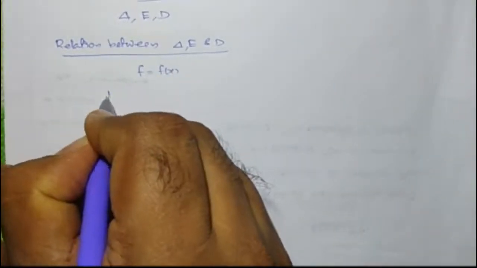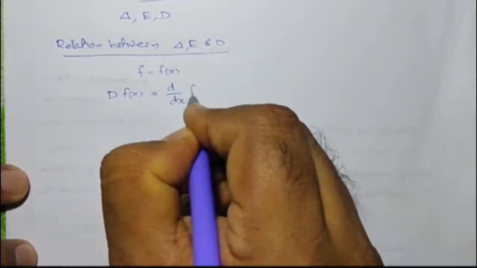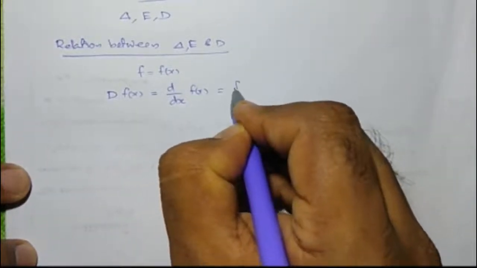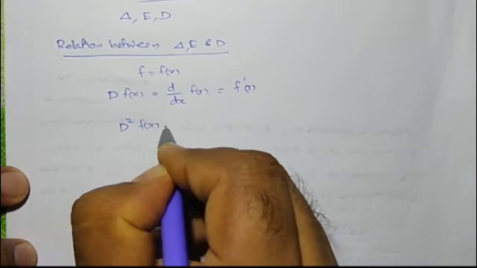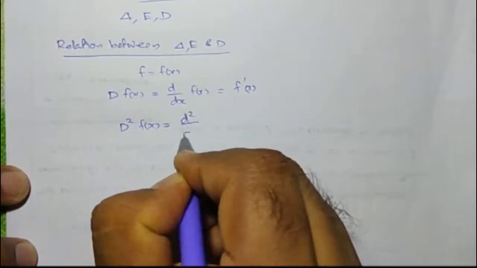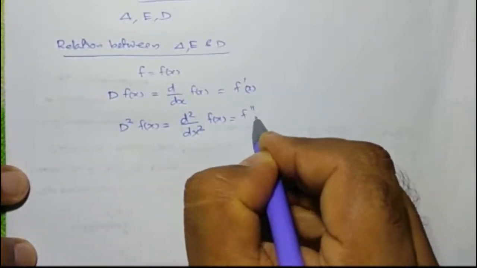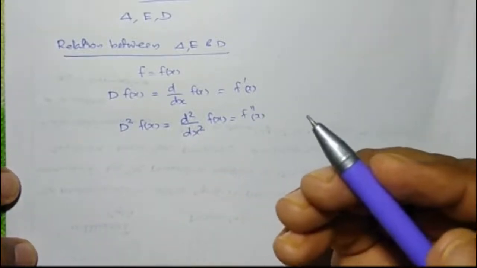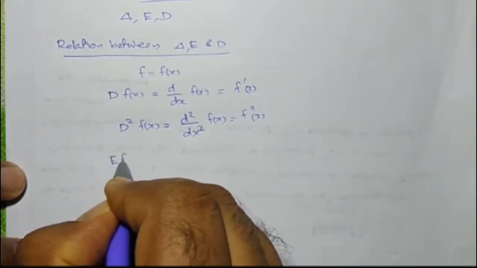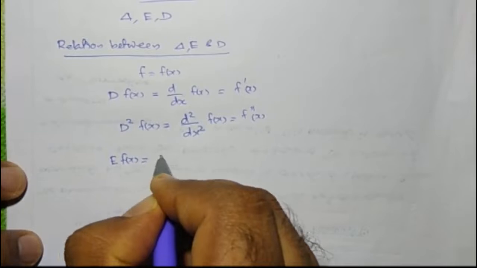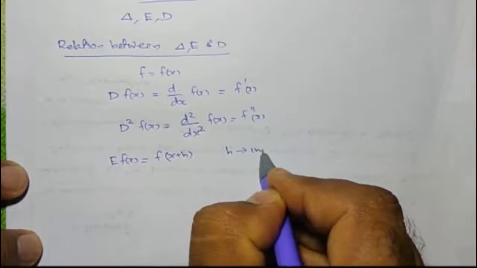We know that D f of x equal to d/dx of f of x equal to f prime x, or D square f of x equal to d square by dx square f of x equal to f double prime x. If we operate on f of x using the shift operator E, we get E f of x equal to f of x plus h, where h is the interval of differencing.